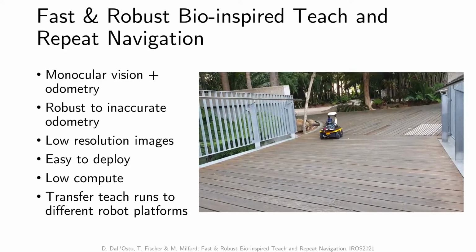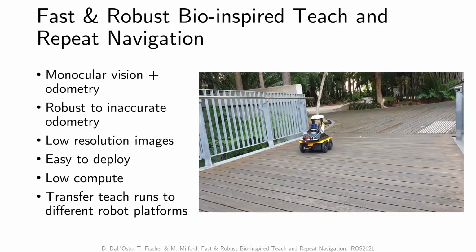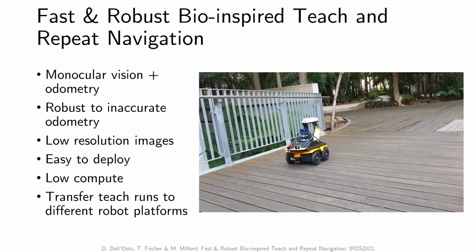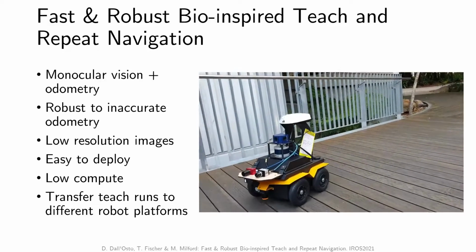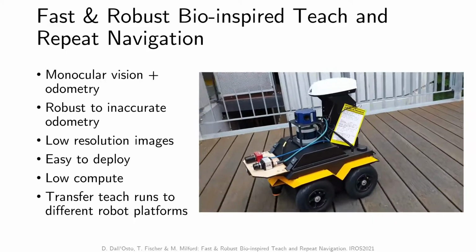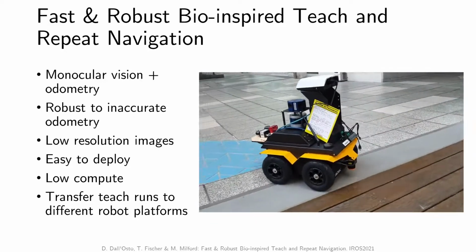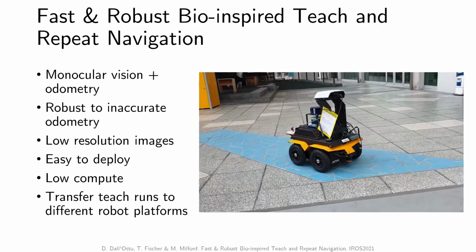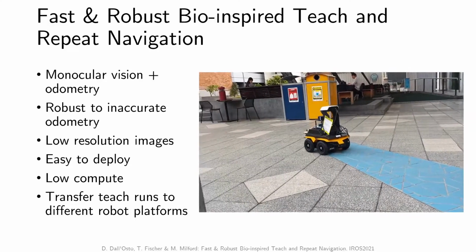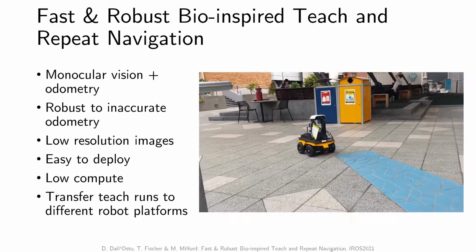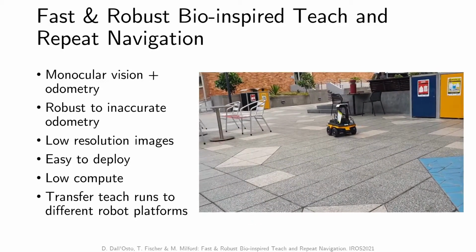In summary, we have presented a novel teach and repeat framework which only requires monocular vision and wheel odometry, making it applicable to almost all mobile robots. We have shown that the system is robust both to low-resolution images and noisy odometry, and easy to deploy onto new platforms because performance is robust across a large range of parameter values. We also ran the system on board a Raspberry Pi powered robot, illustrating its low computational requirements. And finally, without any parameter changes, we performed a teach run on the Miro robot and repeat on the Jackal, two very different robot platforms.